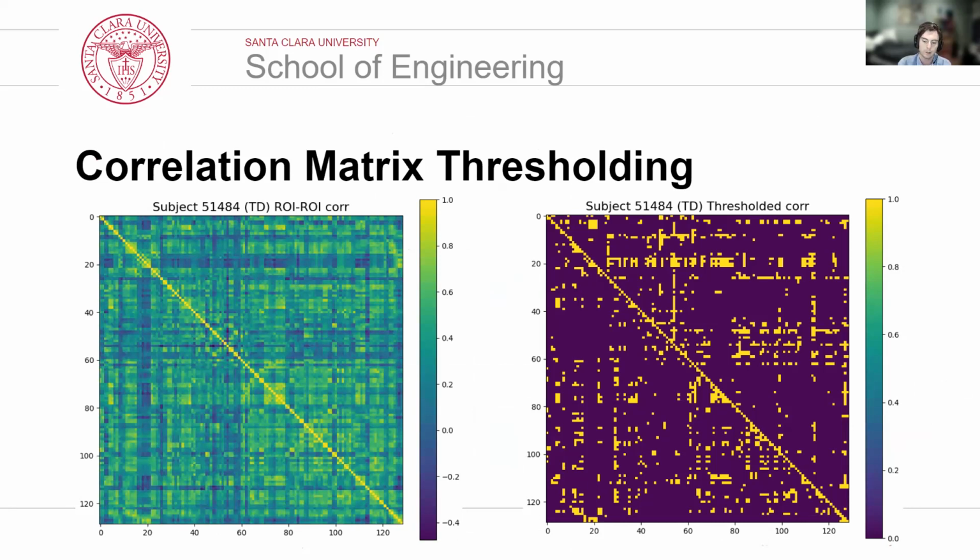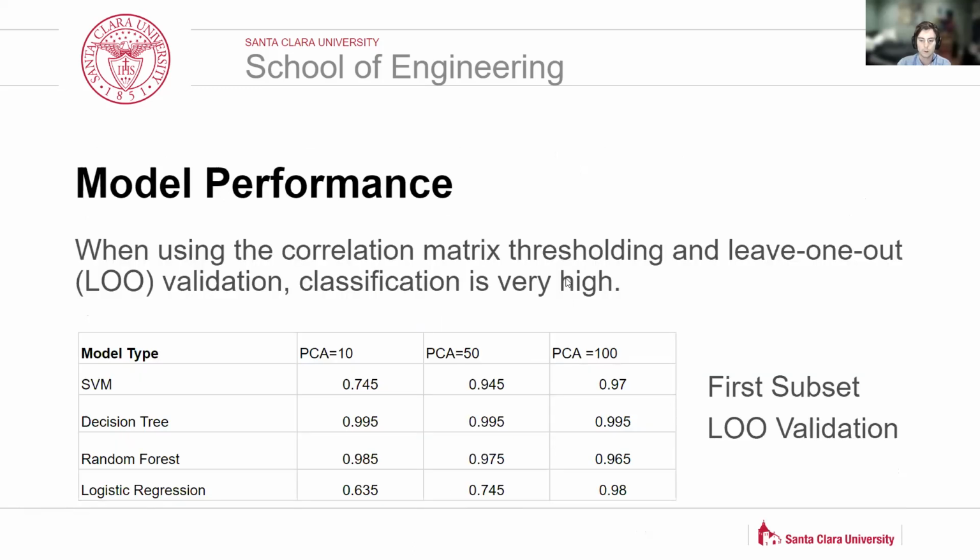This thresholding technique took the top 10% most highly correlated regions and the bottom 10%, which are still strong correlations, but they're strong negative correlations. So here you see the most highly correlated regions and the strongest anti-correlated regions. When using this technique, the model performance was quite high.